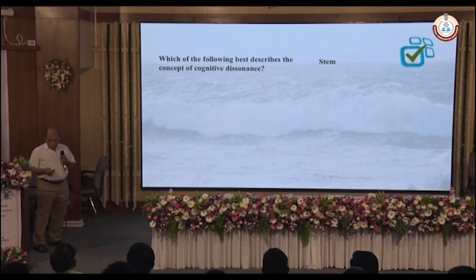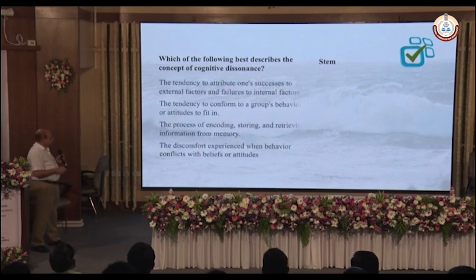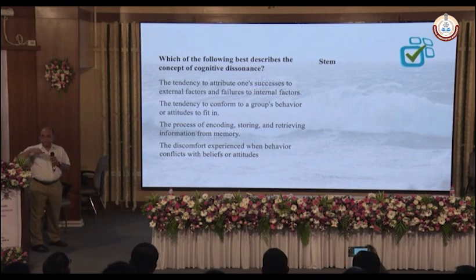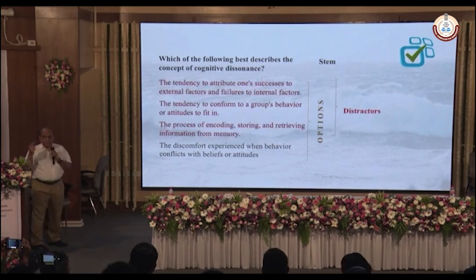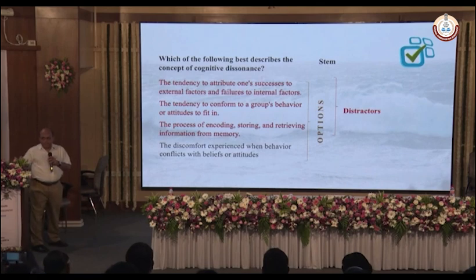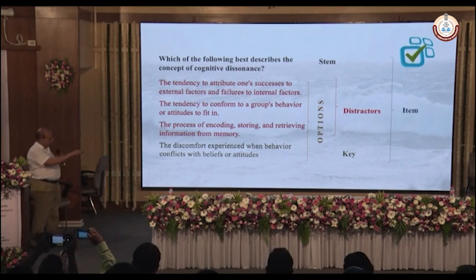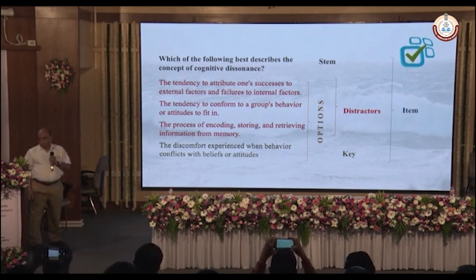This is the stem. Then you have the options. These are the options from which the student has to select which is the right answer. Whatever is the wrong answer, which is not the right answer, these are called distractors. These distract away from the actual answer. And what is the answer is called the key. This is the key. And finally, the whole thing is called item. This is the structure of multiple choice question.